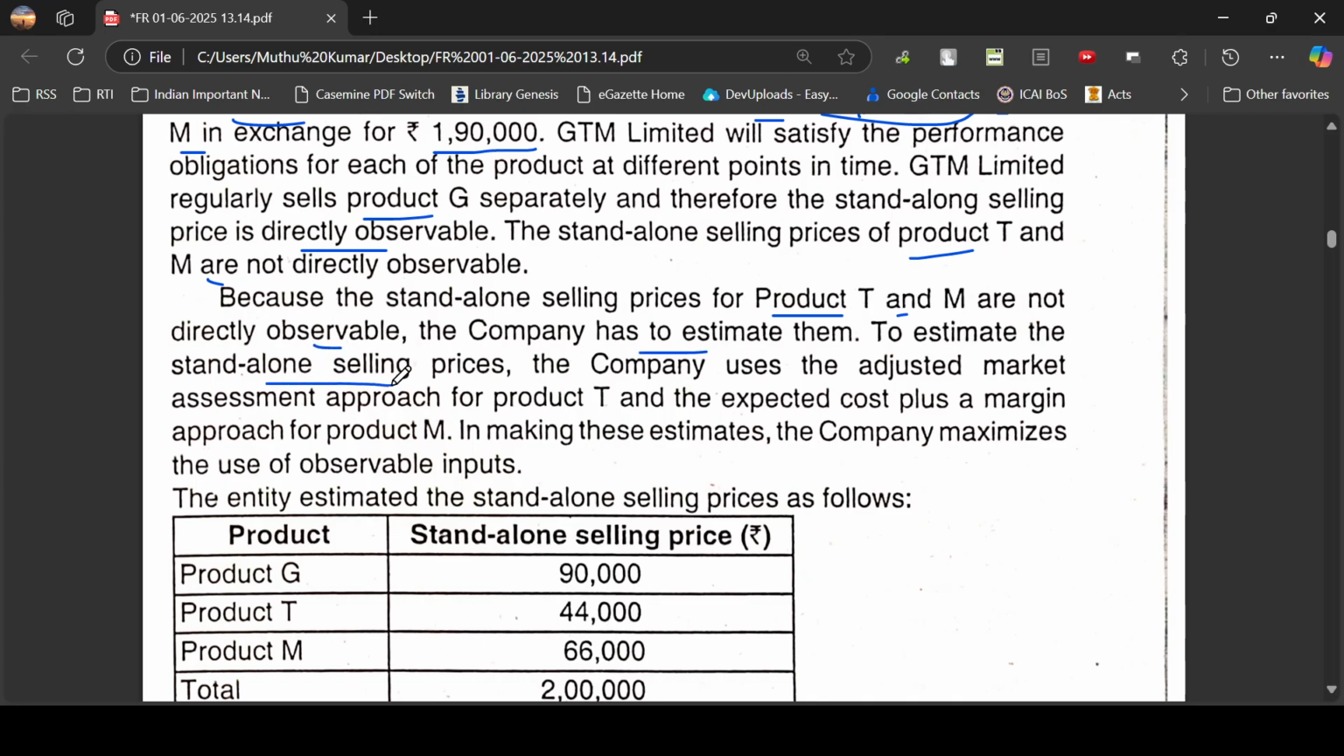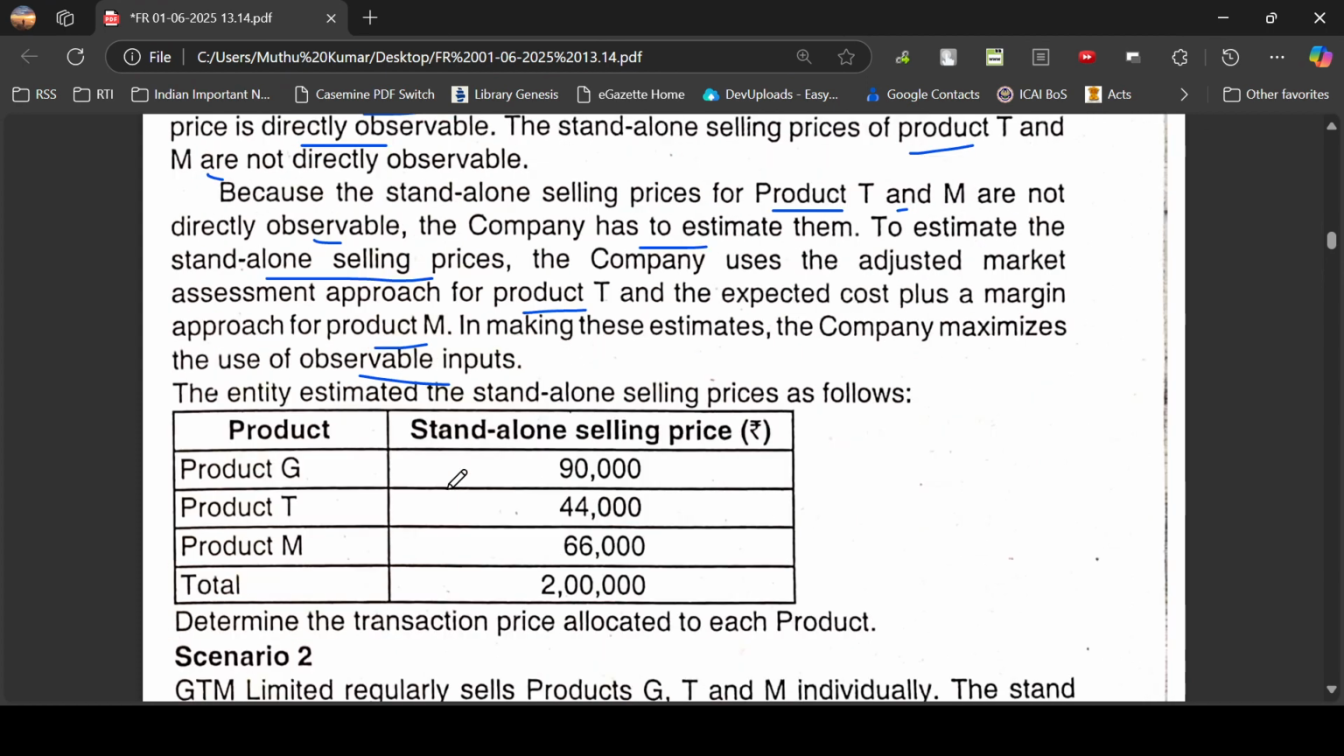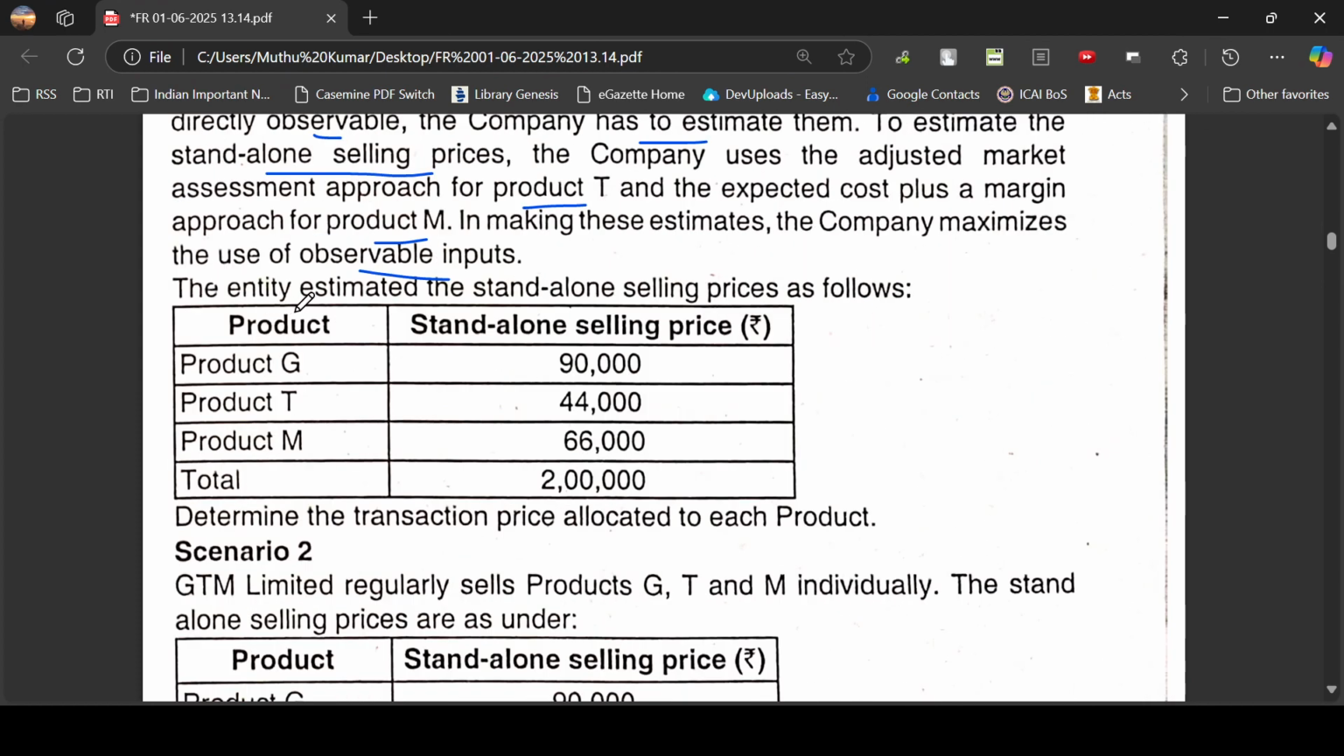To estimate the standalone selling price, the company uses the adjusted market assessment approach for product T and the expected cost plus margin approach for product M. In making this estimate, the company maximizes the use of observable inputs. The entity estimates the standalone selling prices as follows: G is 90,000, T 44,000, product M 66,000. So totally it is 2 lakhs. Determine the transaction price allocated to each product.